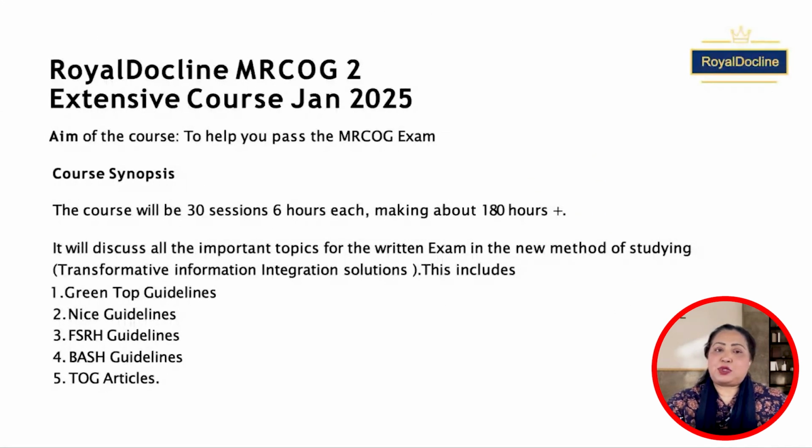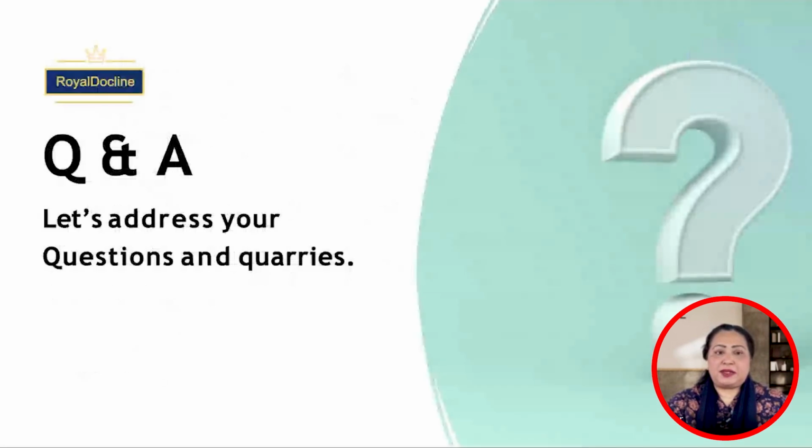So the RoyalDocline MRCOG Part 2 extensive course for January 2025 will be starting soon, and the aim of the course is to help you pass the MRCOG exam. The course synopsis is: the course will be 30 sessions, 6 hours each, making about 180 hours plus. In each, we will be discussing all the important topics, which will include the Green Top Guidelines, NICE Guidelines, FSRH Guidelines, BASHH Guidelines, and the TOG articles. These are the important things which will be discussed.